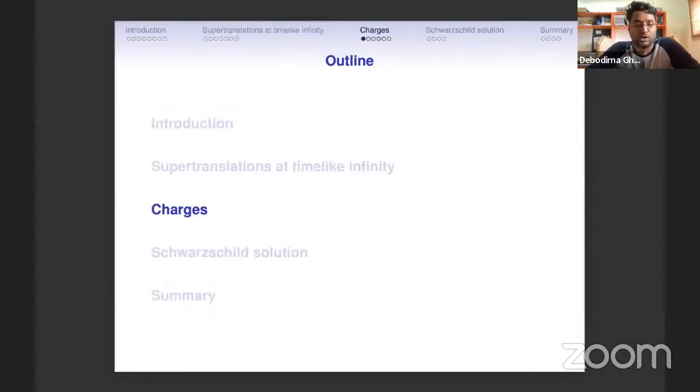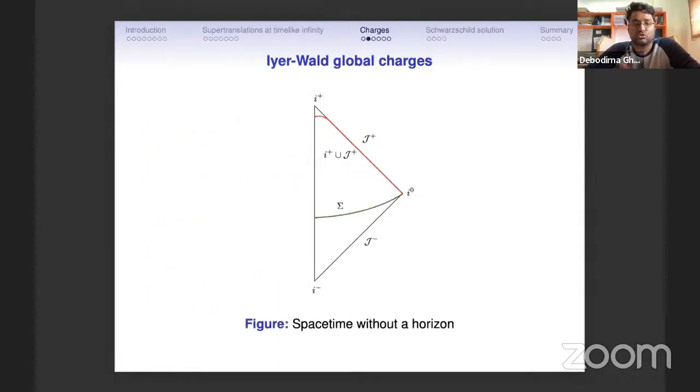Okay, so in the next few slides, I will talk about charges associated with super translation and Lorentz symmetries. To talk about the higher spin global charges, the contribution from future time-like infinity, I draw this diagram, which is a diagram of a space-time without a horizon, where the boundary components are Scri plus and Scri minus.